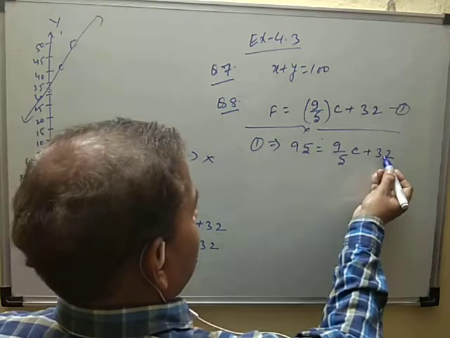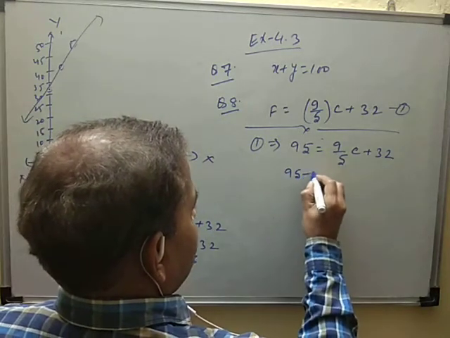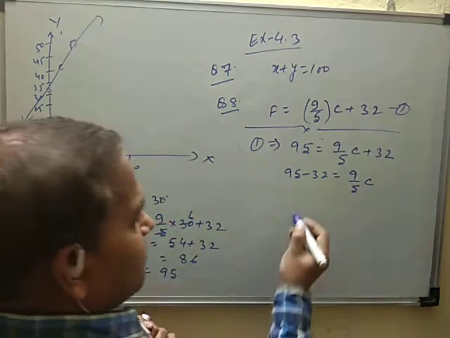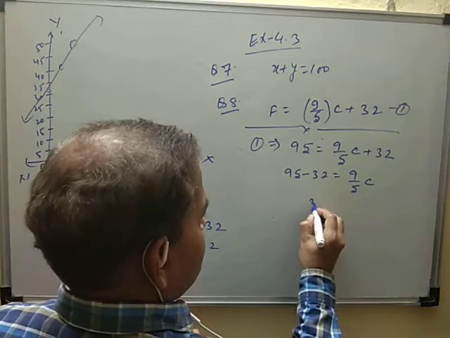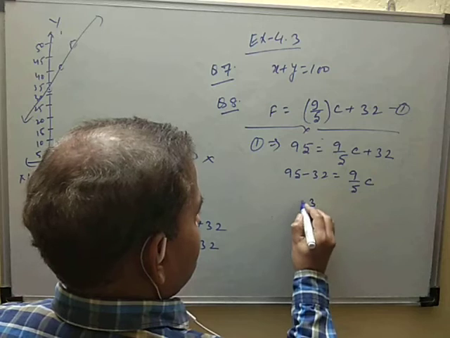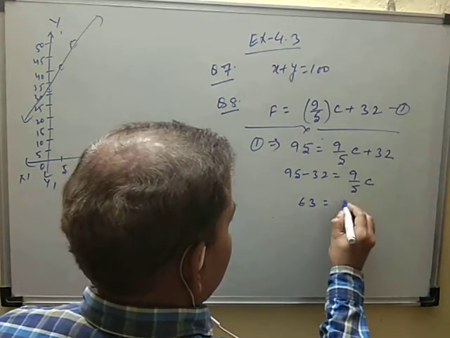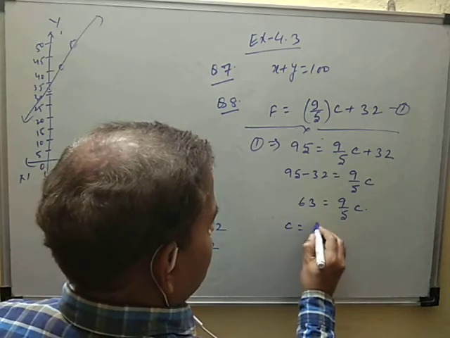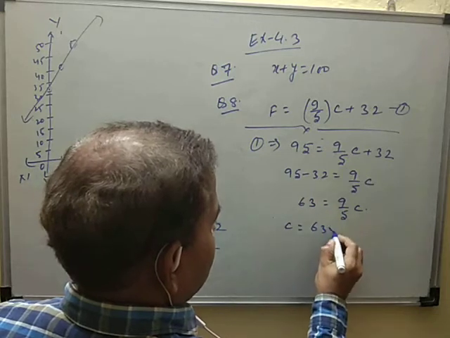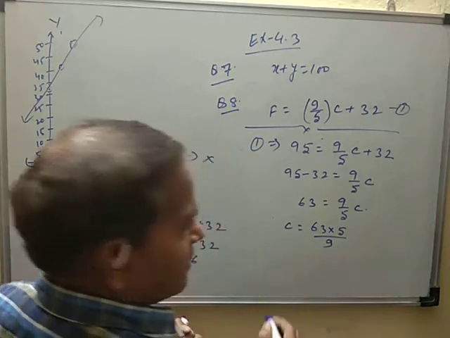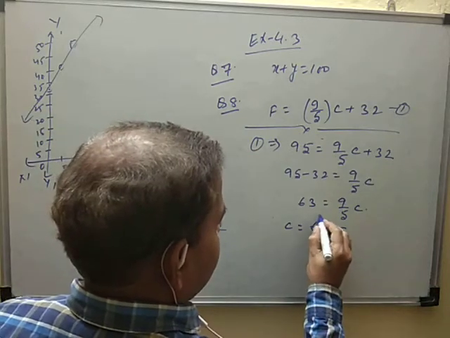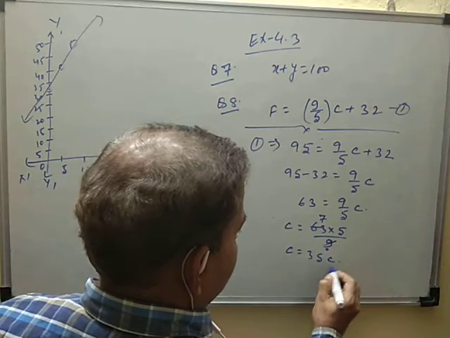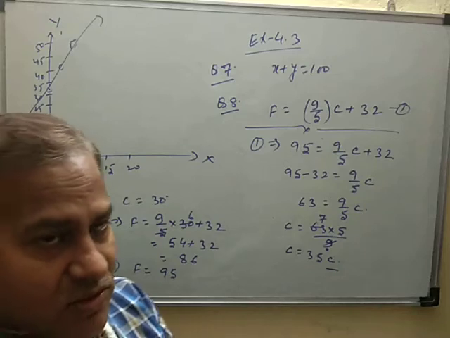So for C, this 32 taking to the left side. So 95 minus 32 is equal to 9 by 5 C. Now subtract: 5 minus 2 is 3, 9 minus 3 is 6, so 63 is equal to 9 by 5 into C. So therefore C is equal to, this 5 taking to the left side becomes multiply, and 9 into 7 is 63, and 7 into 5 is equal to 35 degrees Celsius. So C comes out to be 35.